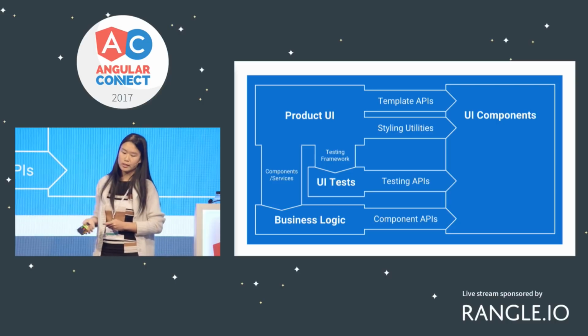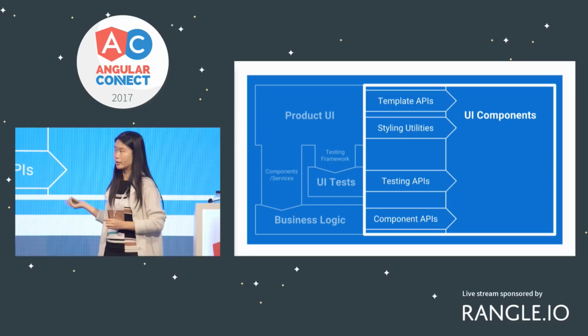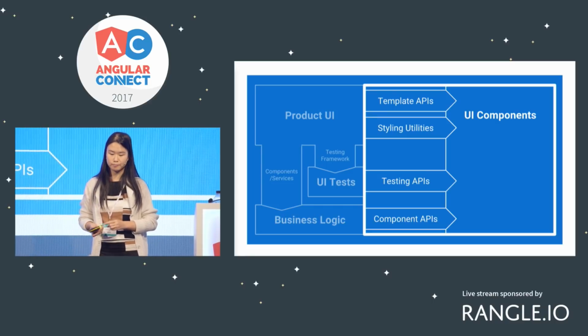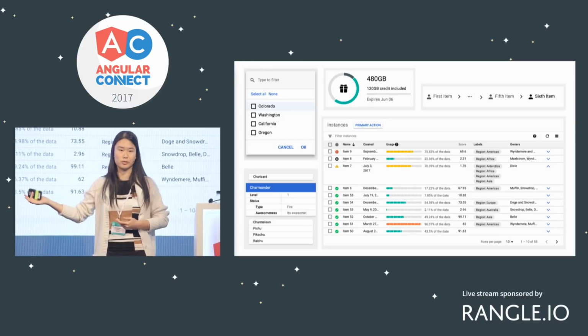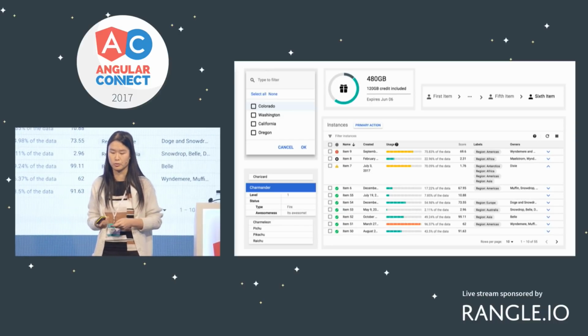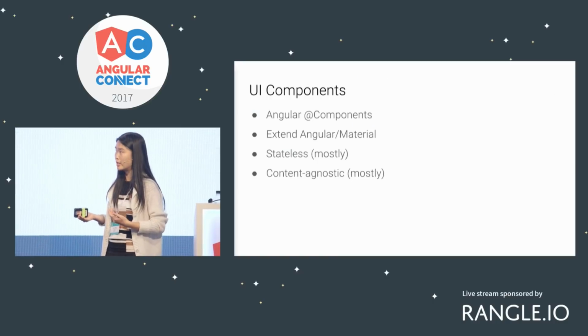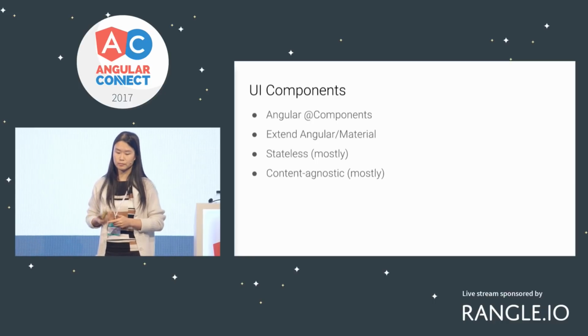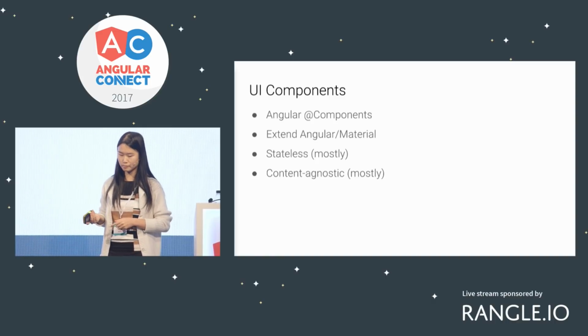So you've got product UI, which is built on its own business logic and has its own tests, and all of these pieces plug into UI components. Both those UI components and the things that plug into it are what we're calling our UI library. So the biggest part of it is our UI components. These are some visual examples of them. They are reusable components in our UI. They are Angular components, and they extend Angular material, which we are using heavily. They're mostly stateless, mostly content agnostic. Basically, they accept most things through projection.